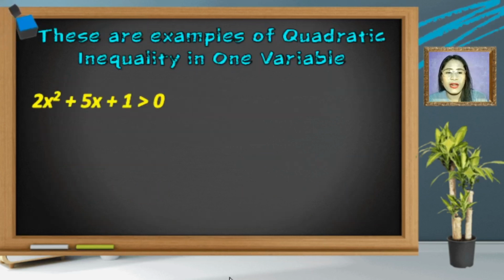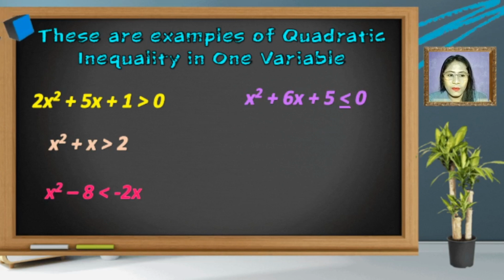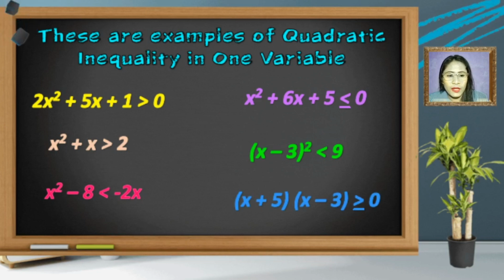And then, these are examples of quadratic inequality in one variable. We have 2x squared plus 5x plus 1 is greater than 0. We have x squared plus x is greater than 2. And x squared minus 8 is less than negative 2x. And x squared plus 6x plus 5 is less than or equal to 0. We have square of binomial x minus 3 is less than 9. And we have x plus 5 times x minus 3 is greater than or equal to 0.